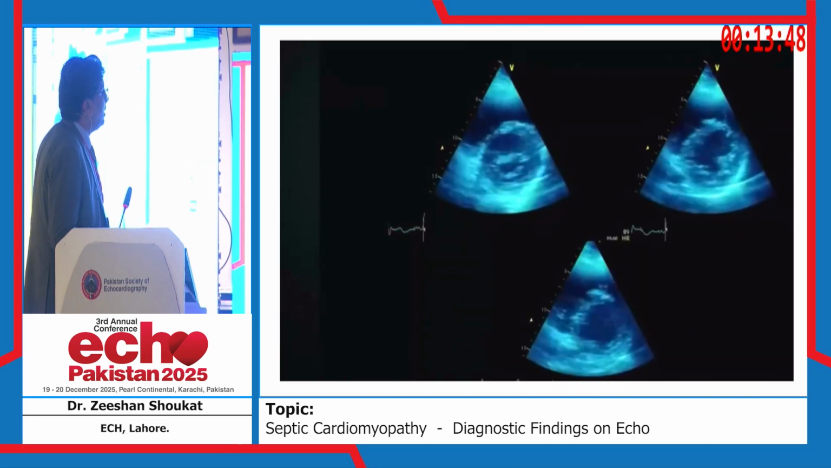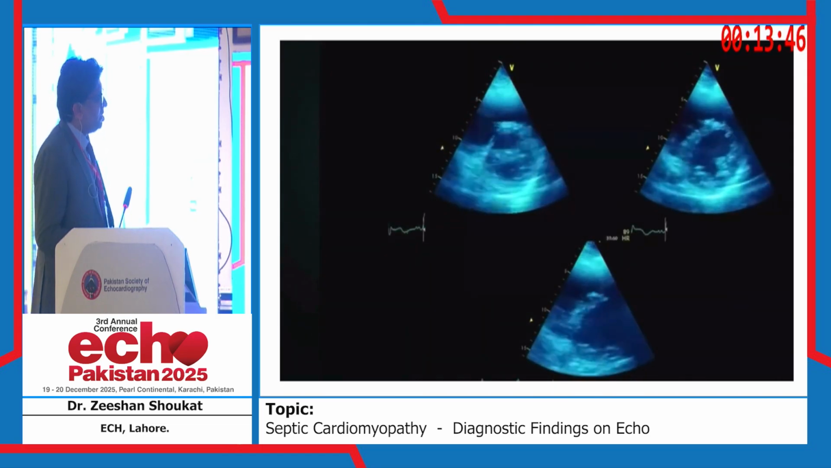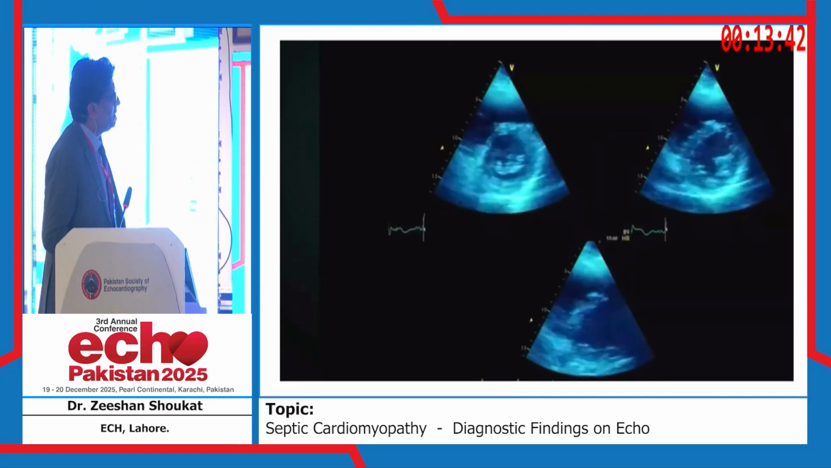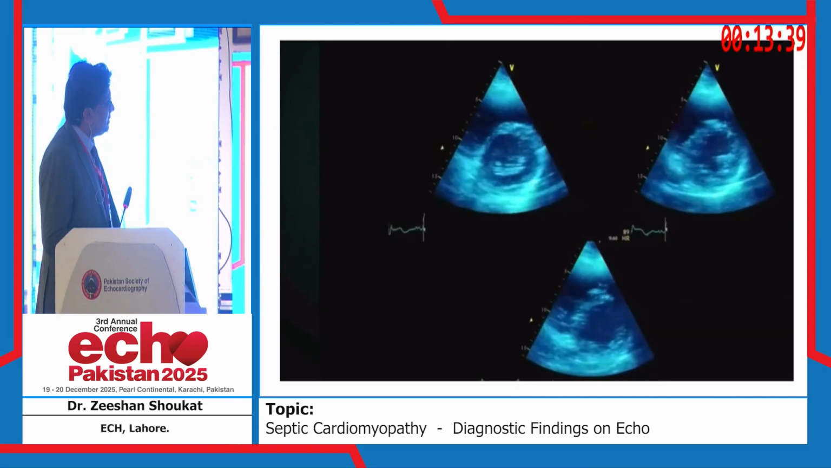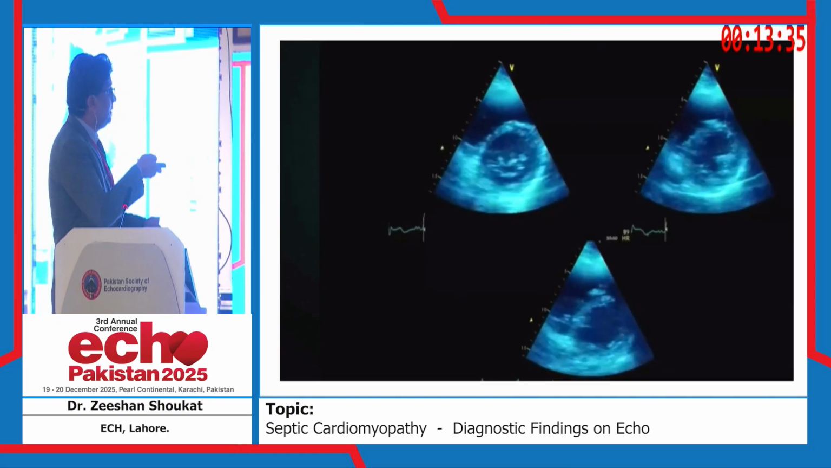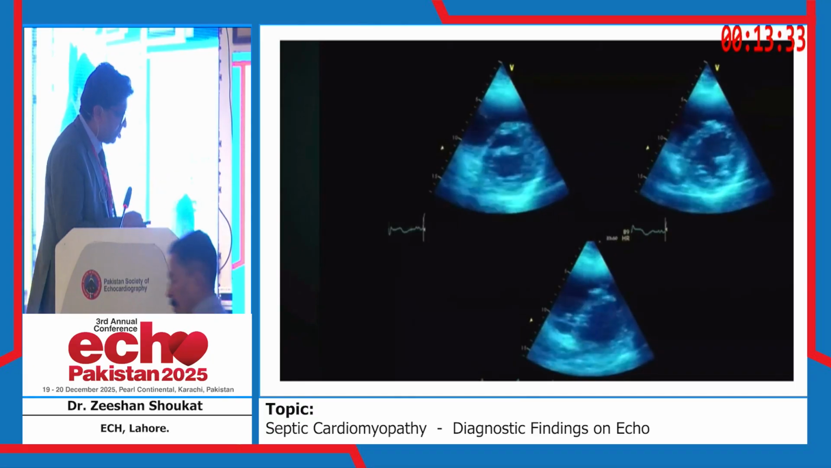Can you play this? Okay, this is the short axis view at 3 different levels: the mitral valve level, mid level and apical level. You can appreciate this is moderately reduced, and there is some dilatation of the RV also, as you can see over here.